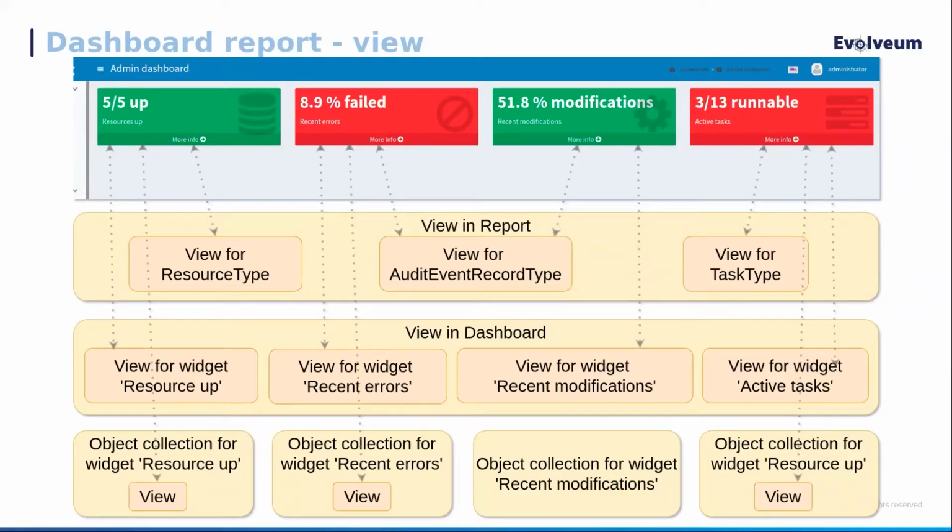Final view of widget is merged from 3 levels of view. View in report for type of object, view in dashboard for widget, and from view in object collection, which contains configuration for widget. Columns from view are merged in same way as in collection report. Also, we can use attribute use only report view for using only view defined by report.